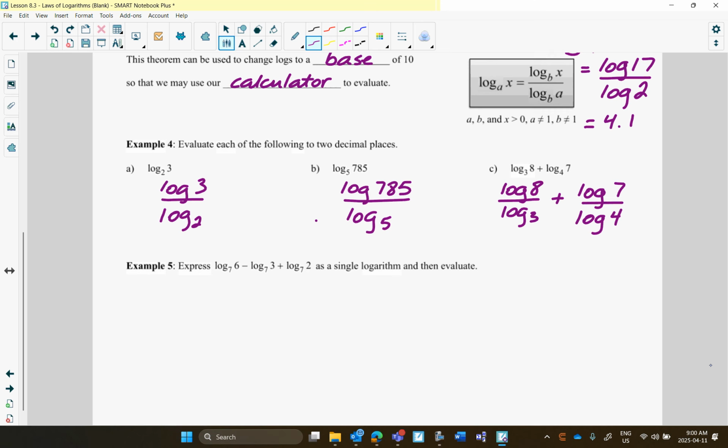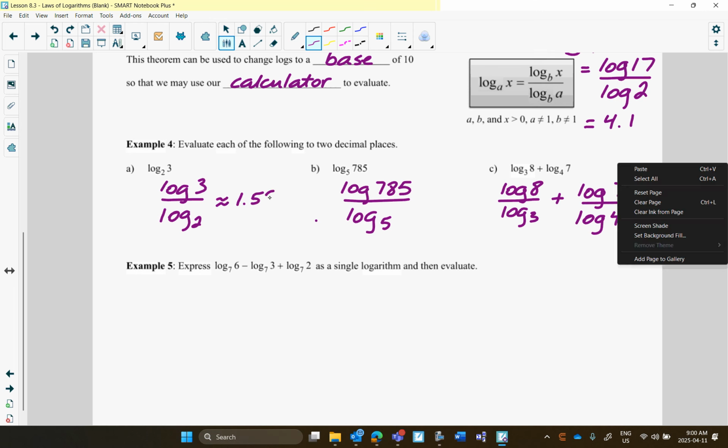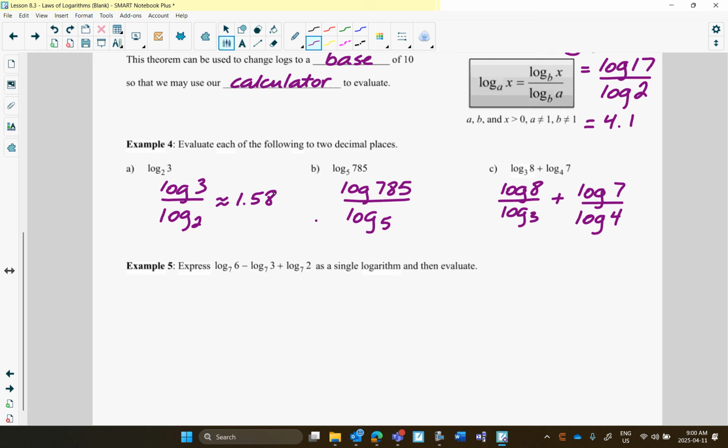You should be familiar with how to do these on your calculator. Okay, so if you did this one, you should get approximately 1.58. This one gives you approximately 4.14. This one, if we do the same on our calculator and combine them, we're going to get 3.30.